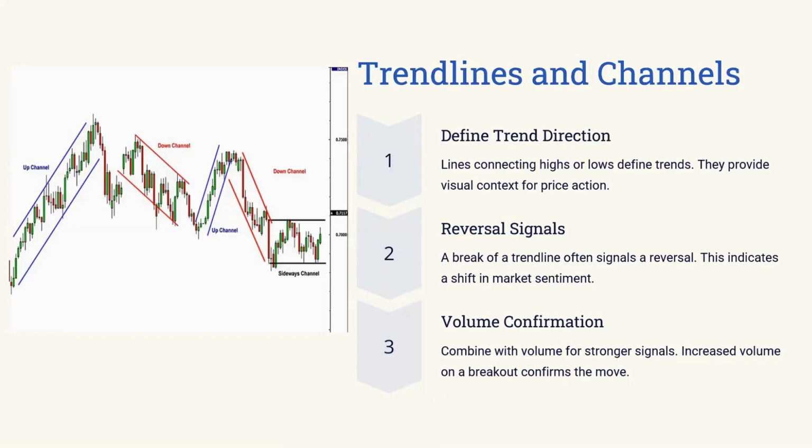The first one is define trend direction: lines connecting highs or lows define trends. First is the uptrend line. As you can see here, there are down channels, up channels, and sideways channels. The uptrend channel or line is drawn by connecting two or more successive higher lows. This line acts as a dynamic support level, indicating that buyers are stepping in at progressively higher prices.